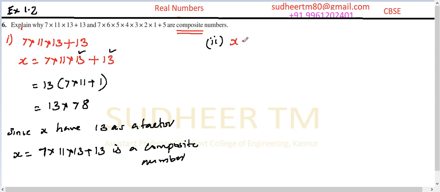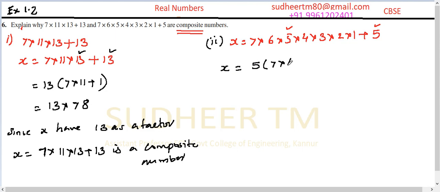Now let's do the second one. Our x here is equal to 7 × 6 × 5 × 4 × 3 × 2 × 1 + 5. Now, to the left and right of the plus, which number is common? 5 is common. So we can rearrange x as x = 5 × (7 × 6 × 4 × 3 × 2 + 1). Whatever this product is, what we need to show here is that this number x has 5 as a factor.